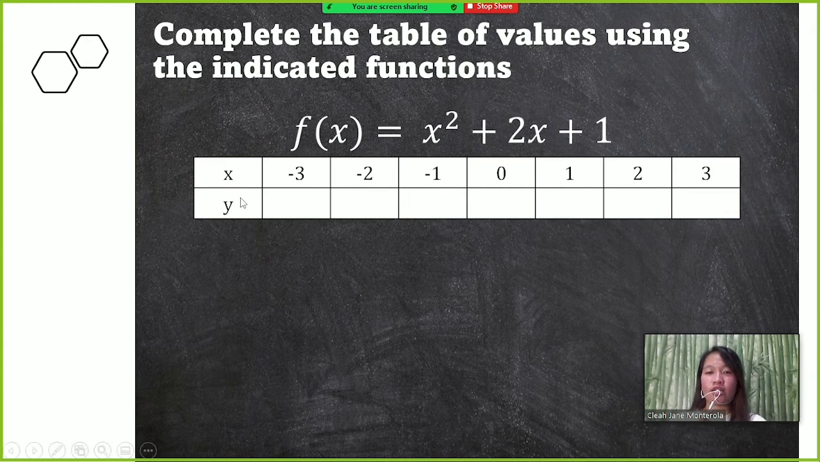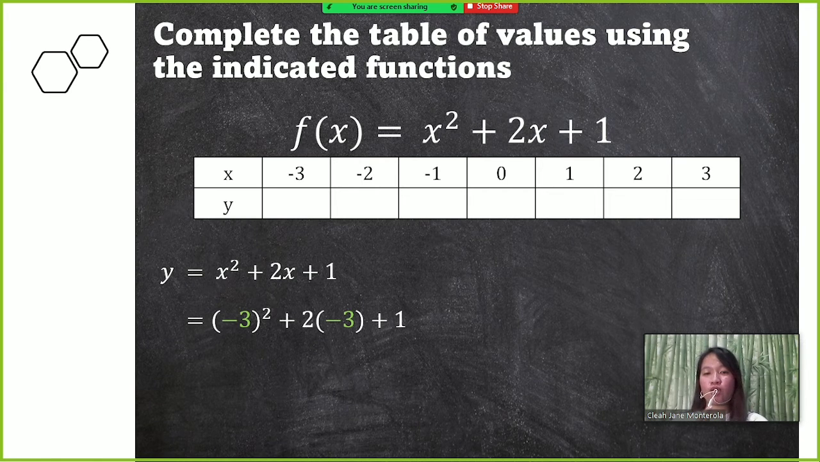So this is our table of values, and this is what a table of values looks like. We have x values here: -3, -2, -1, 0, 1, 2, and 3. What we are going to do is substitute these x values into our function. First, substitute -3: -3 squared plus 2 times -3 plus 1. Simplify: 9 minus 6 plus 1 equals 4.